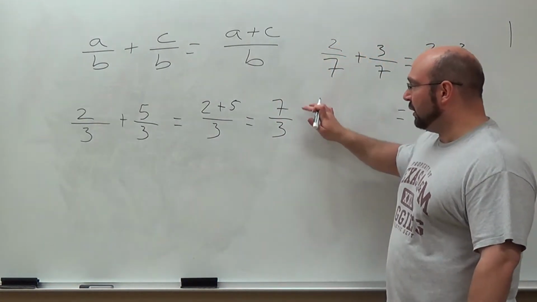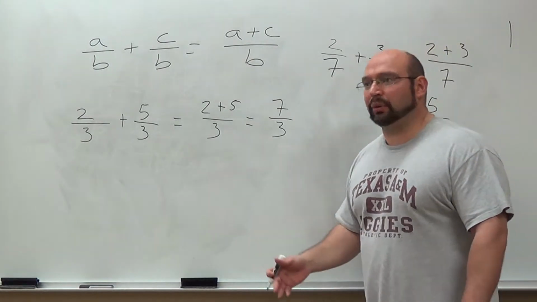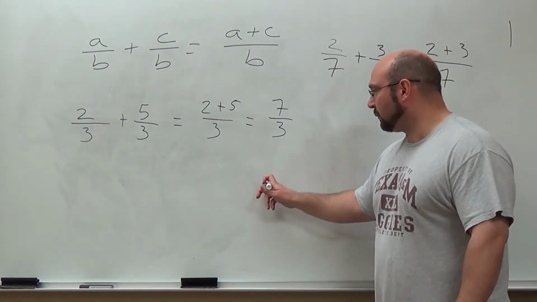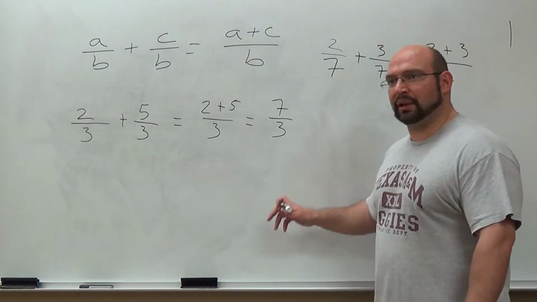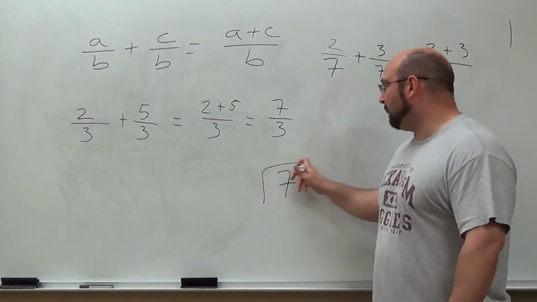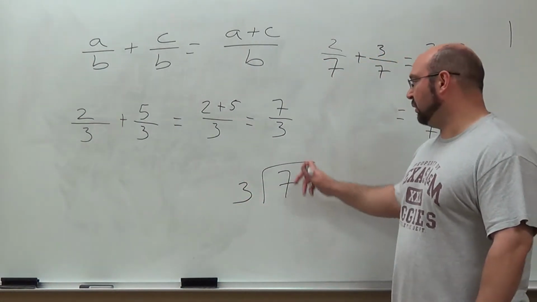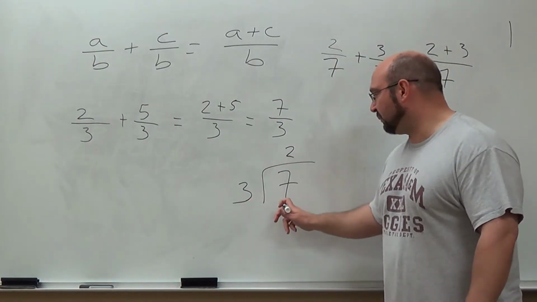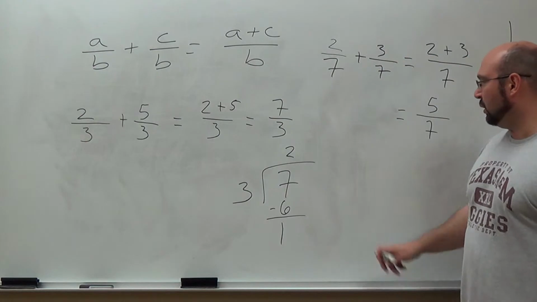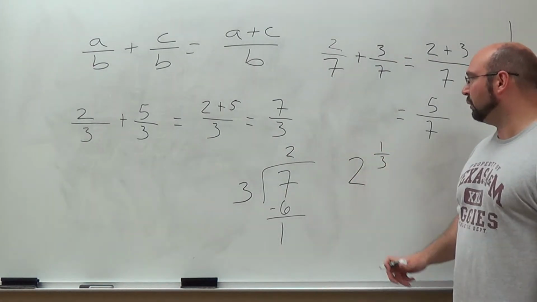So I know that 7/3 is my answer as an improper fraction, but now we're going to make it into a mixed number. In order to do that, what do we do? How many times is 3 going into 7? We're going to divide that out. Let's find out. So we say 7 divided by 3. 3 goes into 7 2 times. 2 times 3 is 6. Subtract, I got the 1. So this becomes 2 and 1/3.